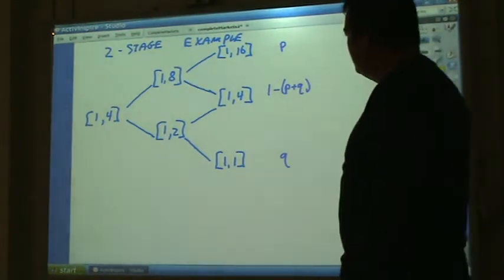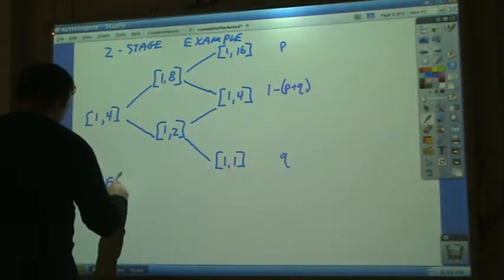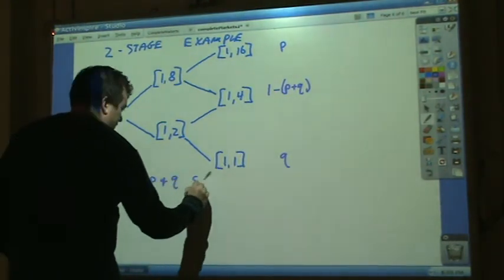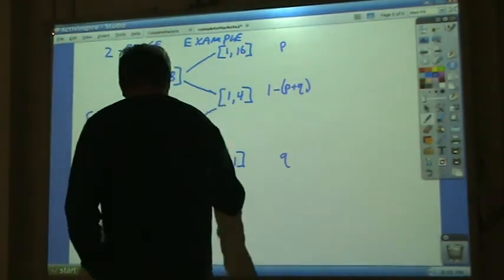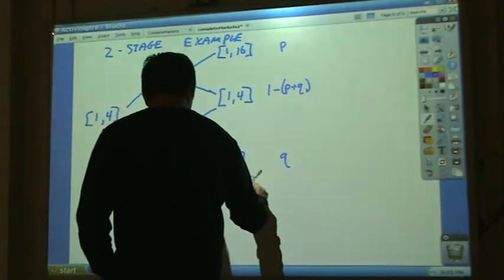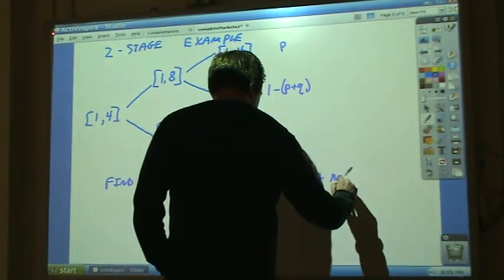Okay, so what if our question was, find P and Q so that this lattice is a martingale. A martingale.